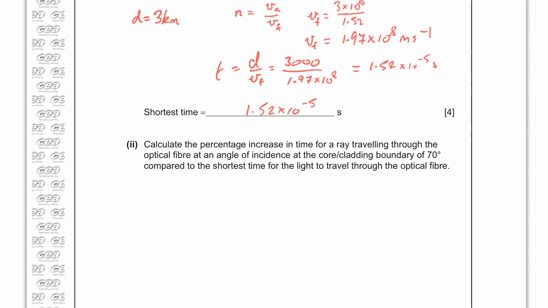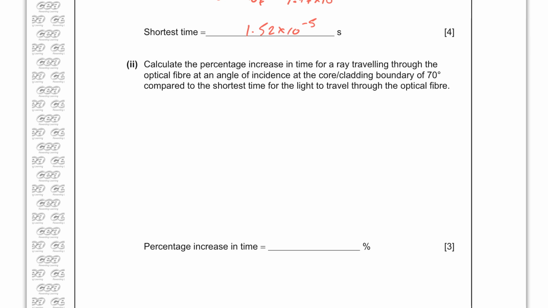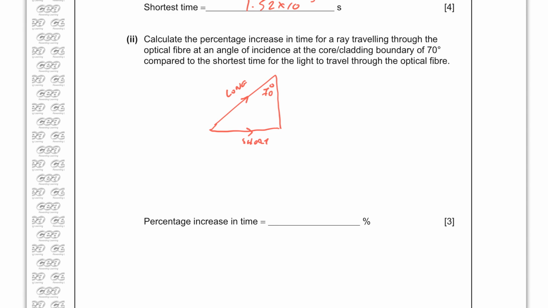Calculate the percentage increase in time for a ray travelling through the optical fibre at an angle of incidence at the core cladding boundary of 70 degrees compared to the shortest time for the light to travel. So that'll be a triangle thing again. So if you imagine it going straight through, that's the short path. Going at this very steep angle, that's the long path. And it will draw this triangle all the way down the fibre.